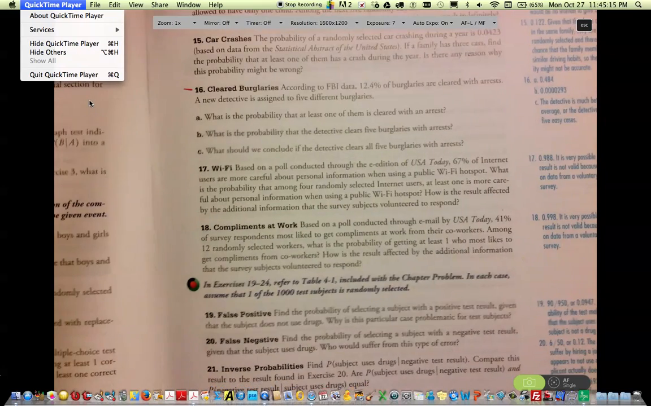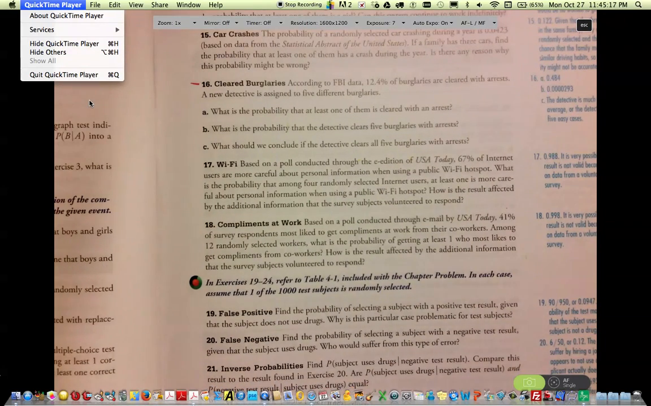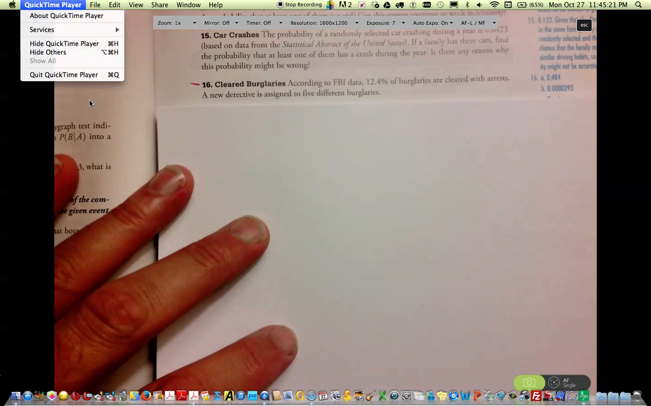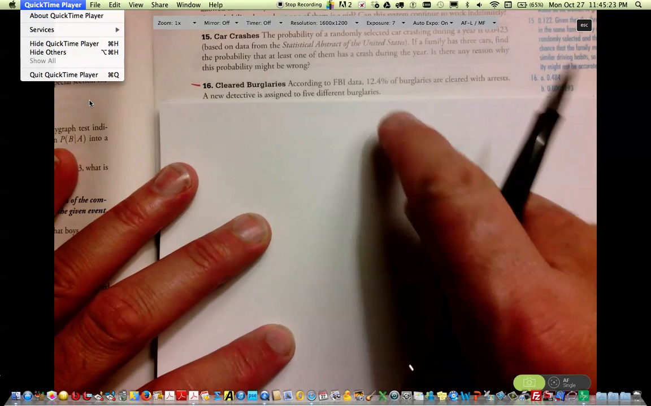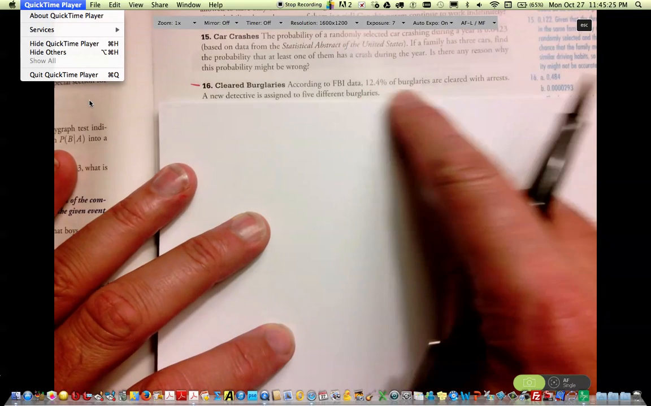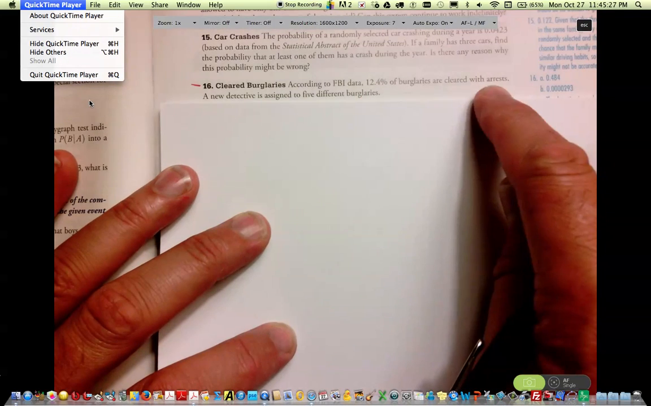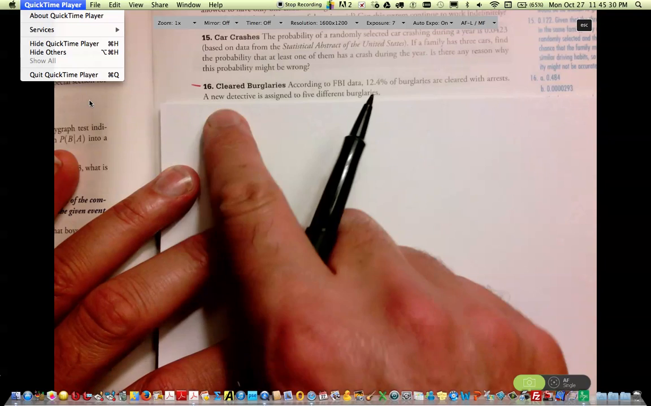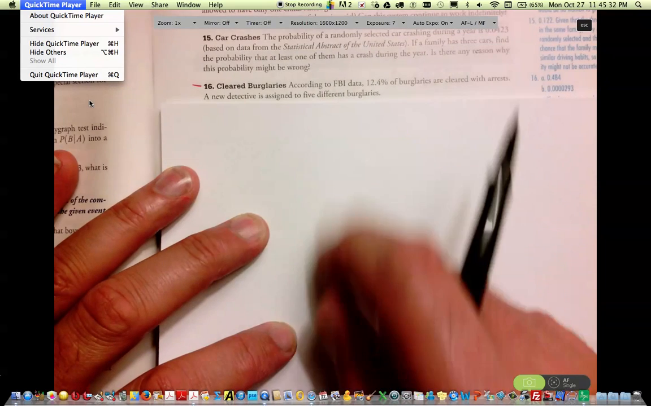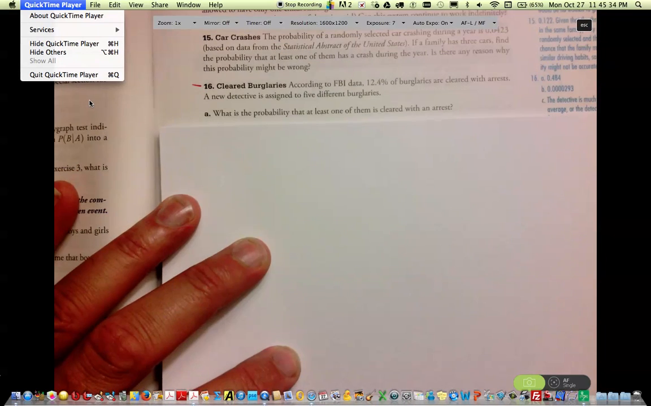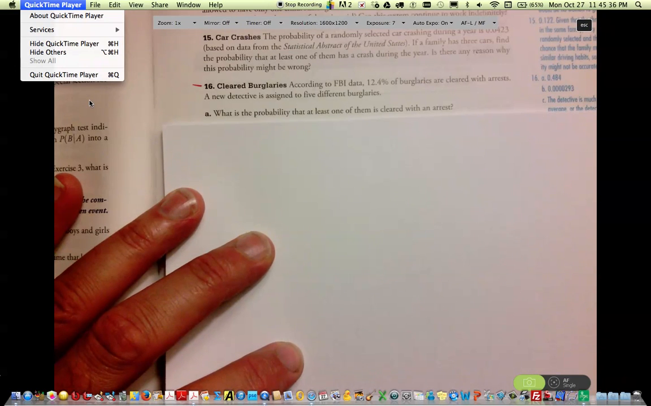Next one is number 16. Number 16 is about cleared burglaries. According to the FBI, about 12.4% of all burglaries are cleared with arrest. In other words, they've caught the person that did it. A new detective is assigned to 5 different burglaries. What's the probability at least one of them is cleared?